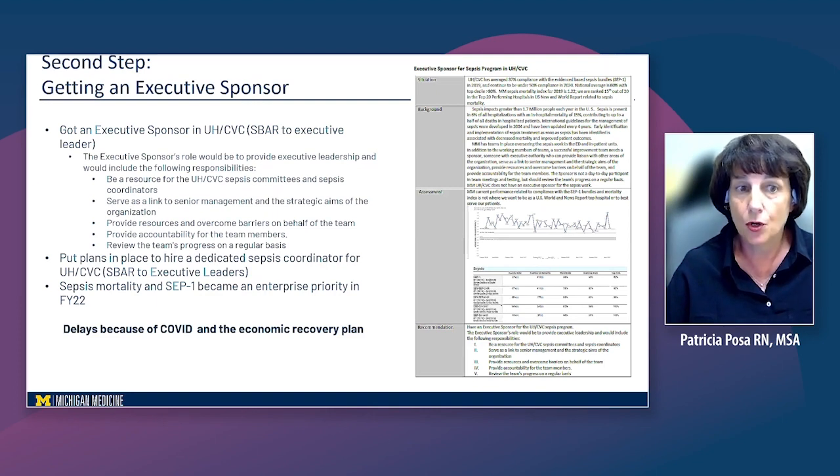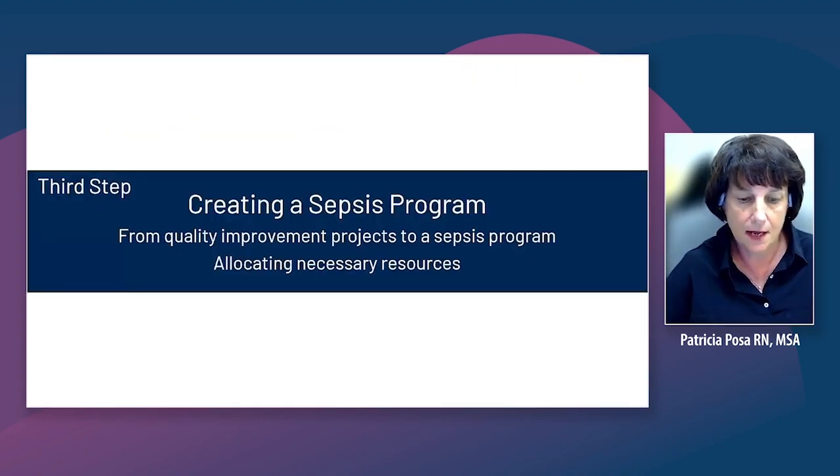But in the organization, in the adult hospitals, sepsis mortality was added as a priority along with the SEP1 performance. And it became an enterprise priority as well, so beyond just the adult hospitals. So go ahead to the next slide.